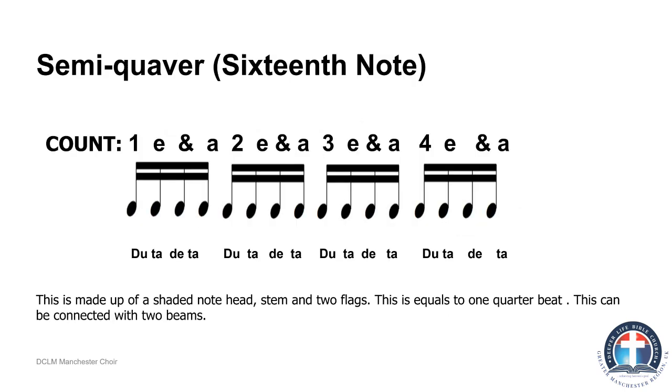The next is called the semiquaver. The semiquaver has a shaded head, a stem, and two flags. We can see here the flags are connected by what? By beams. Can you sound this with me? 1 E and A, 2 E and A, 3 E and A, 4 E and A. Do that data, do that data. You can see how fast the semiquaver is.